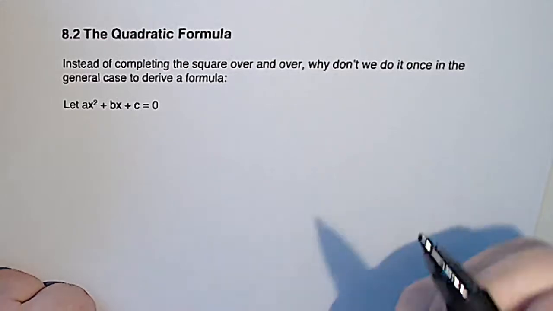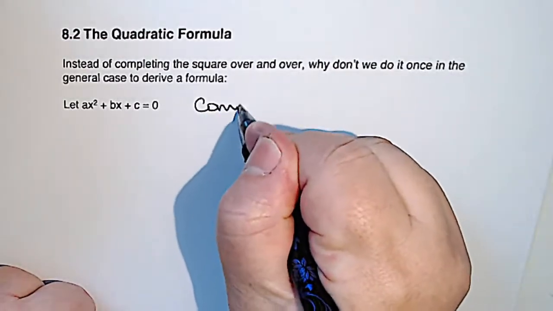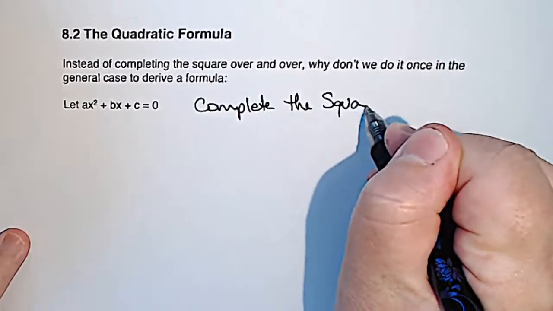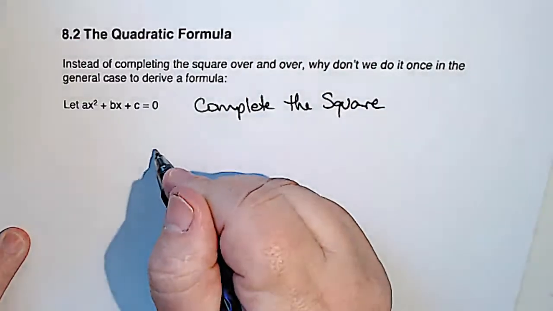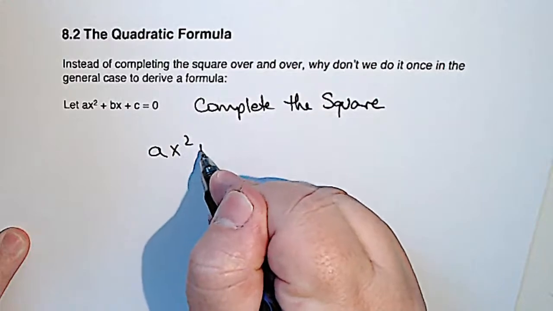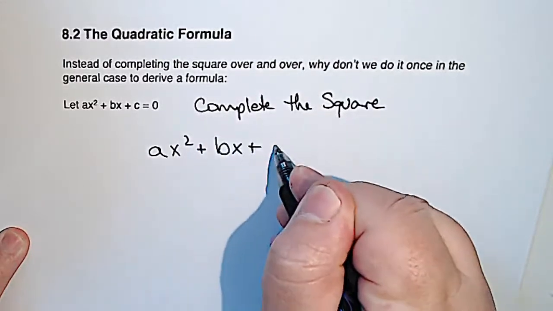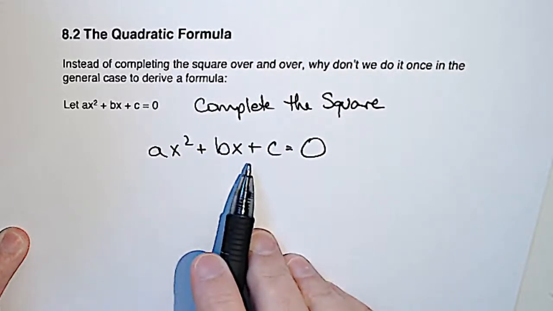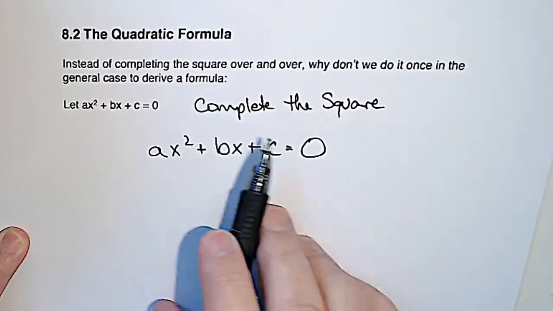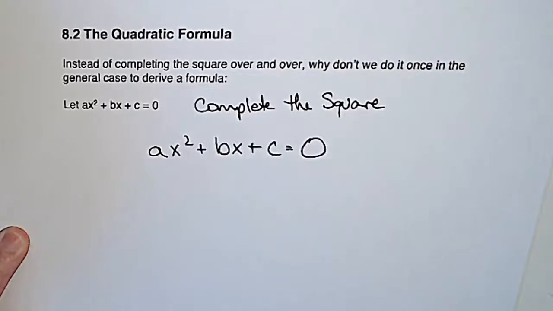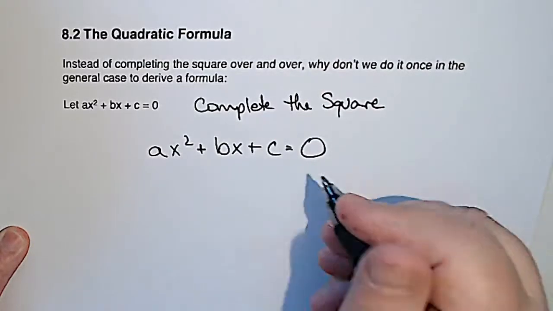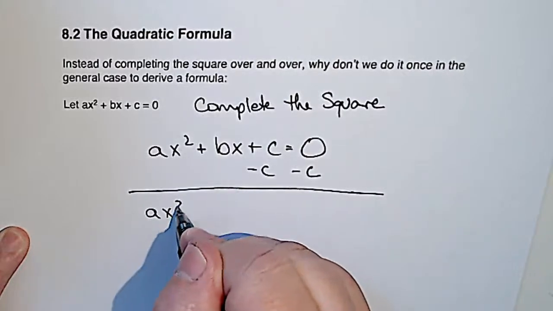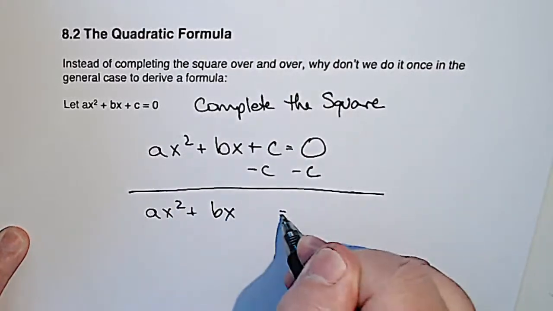So let us complete the square. So what are we doing? Well, I'm taking a quadratic in this form, ax squared plus bx plus c equals 0. And I want to complete the square to solve this. So first thing I'm going to do, that c is out of there. So I've got ax squared plus bx equals the opposite of c.